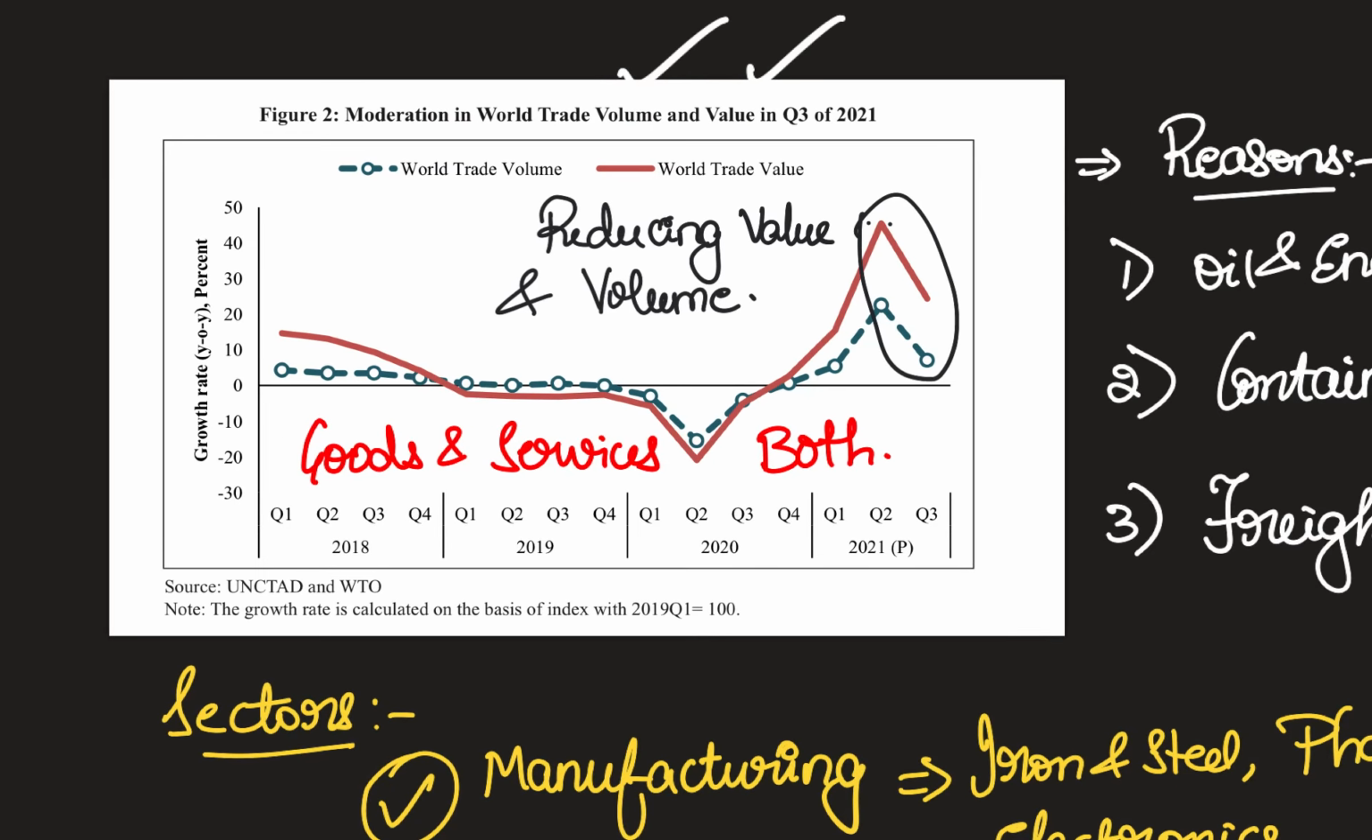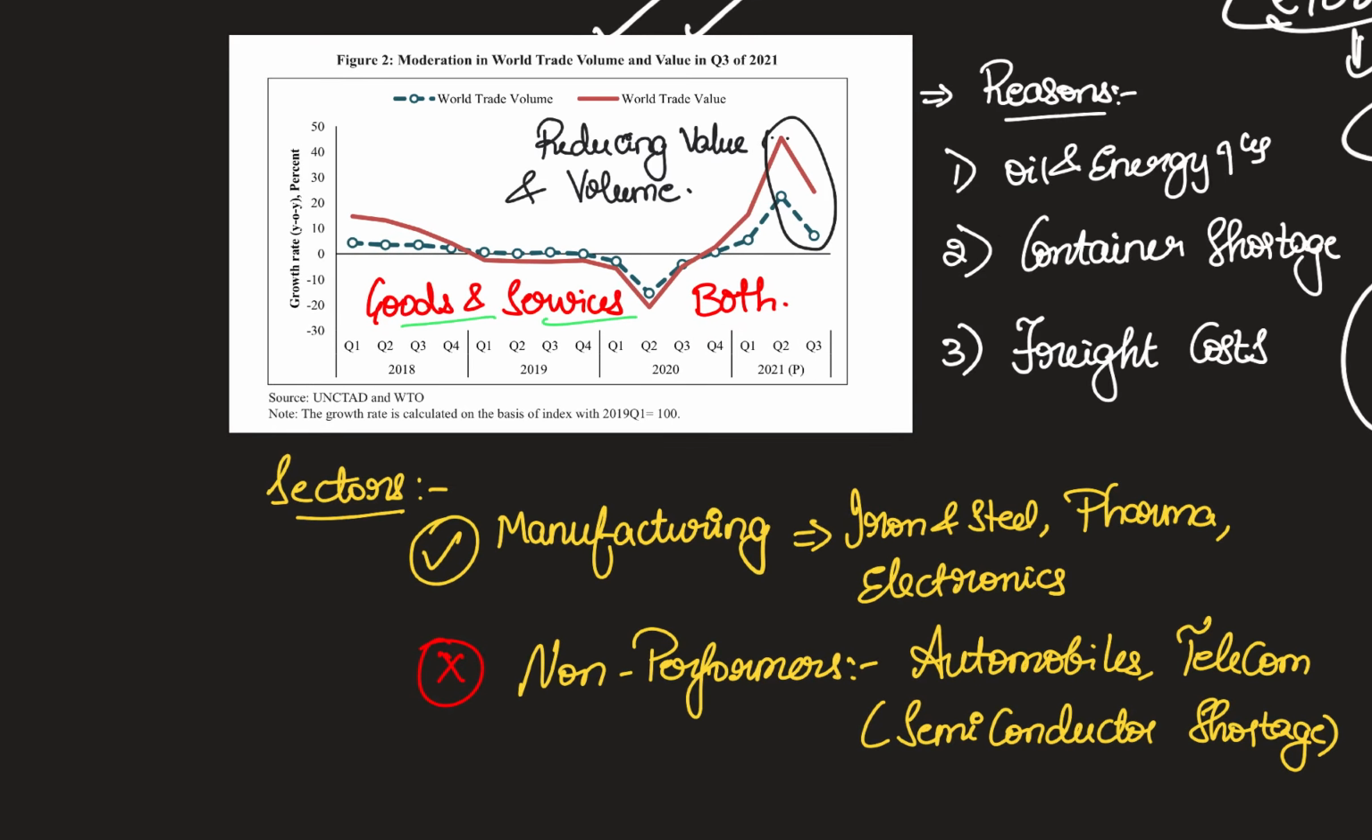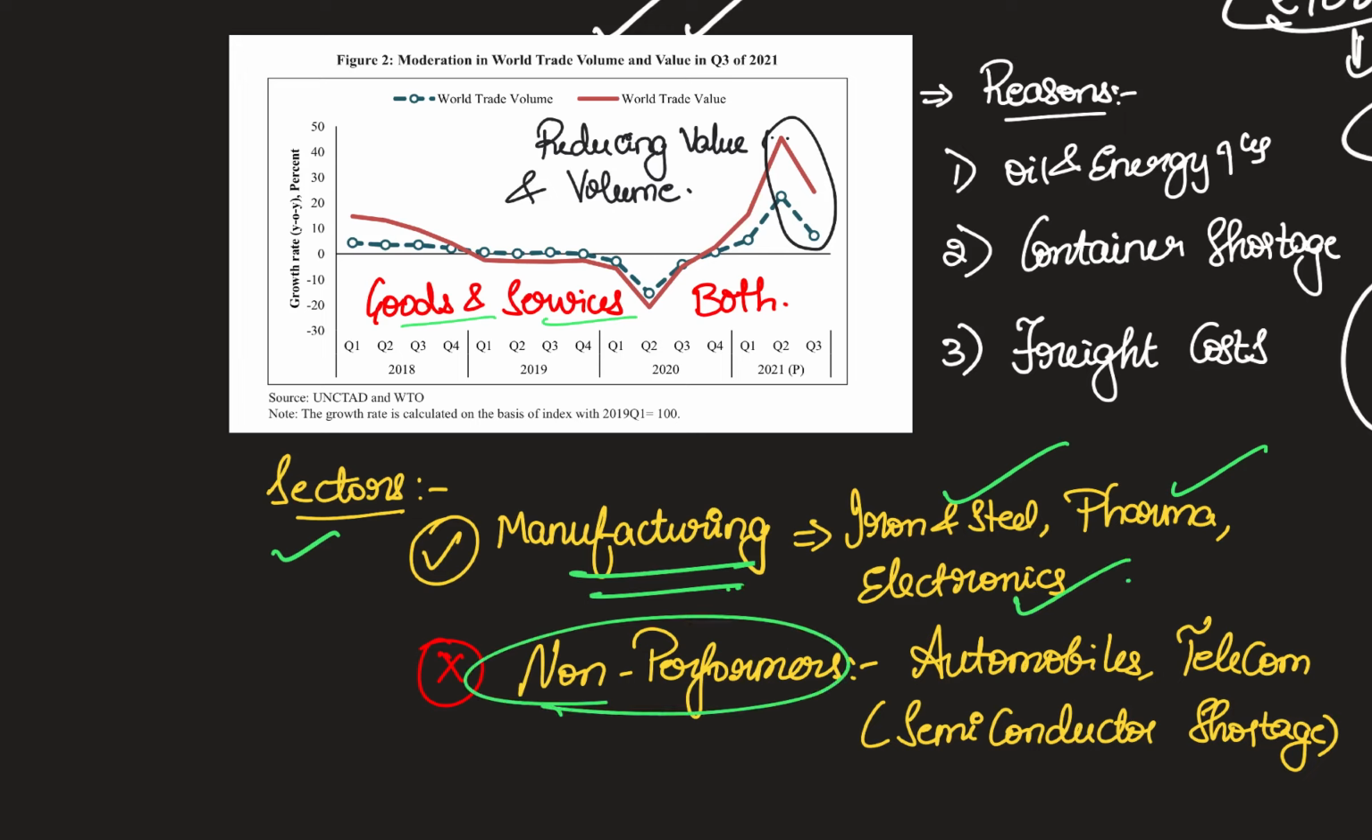If you take a look at this economic service graph, after COVID, what happened is both the goods and services which are discussed here, the volume and value both reduced, which is not a good thing. What are the sectors which are performing well according to this economic survey? Certain manufacturing sectors like iron and steel, pharma and electronics. But when it comes to non-performance, basically due to semiconductor shortage, telecom as well as automobiles, which also use the semiconductors, are not performing well.